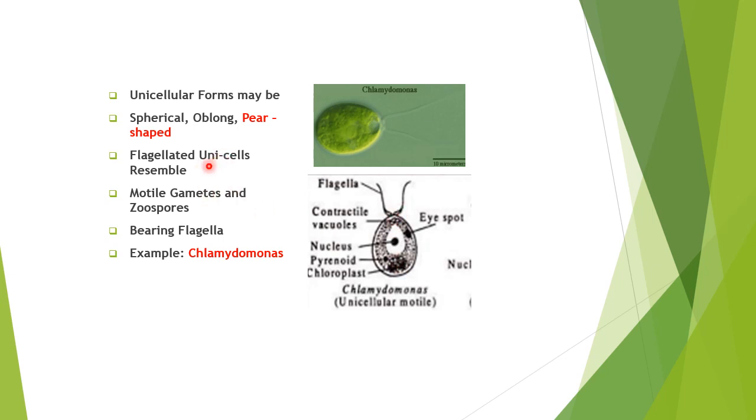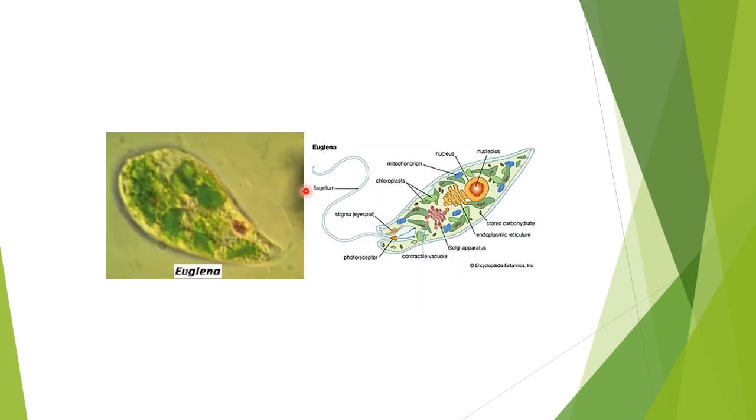So flagellated unicells resemble motile gametes and zoospores, because in some algae reproduction is through gametes, and they also have flagella. Here we have quoted the example of Chlamydomonas, a single motile type of alga having a cup-shaped chloroplast and two flagella which help in the movement of the organism. There is also one more organism, Euglena, which has one flagellum. This is the structure of Euglena.